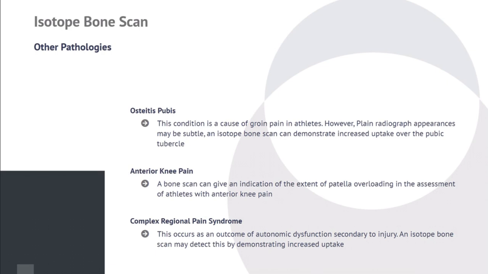Complex regional pain syndrome. This occurs as an outcome of autonomic dysfunction secondary to injury. An isotope bone scan may detect this by demonstrating increased uptake.